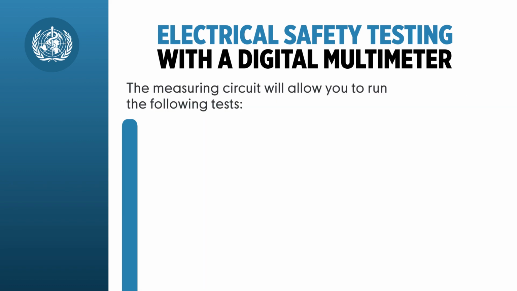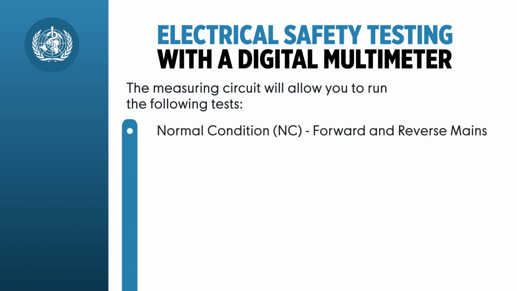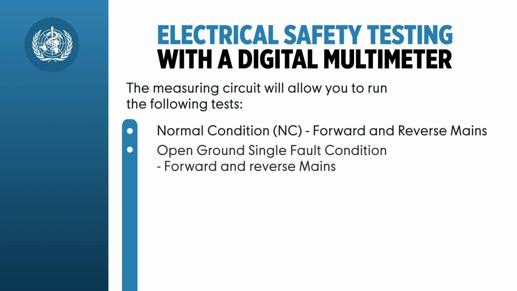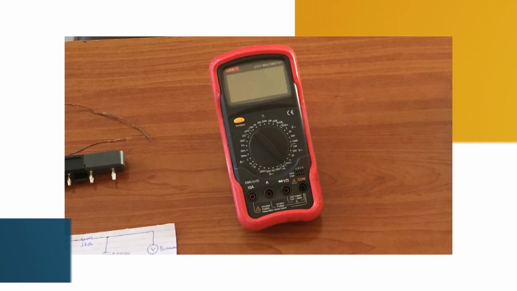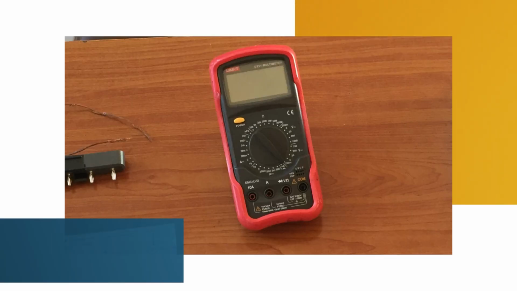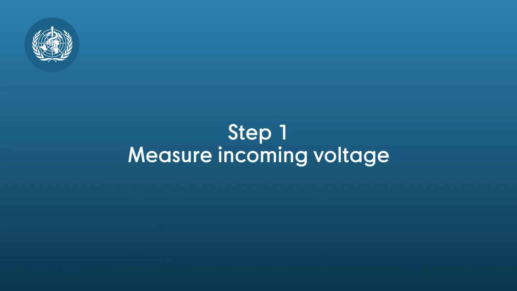The measuring circuit will allow you to run the following tests: normal condition or NC, forward and reverse mains; open ground single fault condition, forward and reverse mains; and open neutral single fault condition, forward and reverse mains. For best results, use a multimeter capable of measuring down to 1 millivolt. The resolution and accuracy of the multimeter will affect your results.